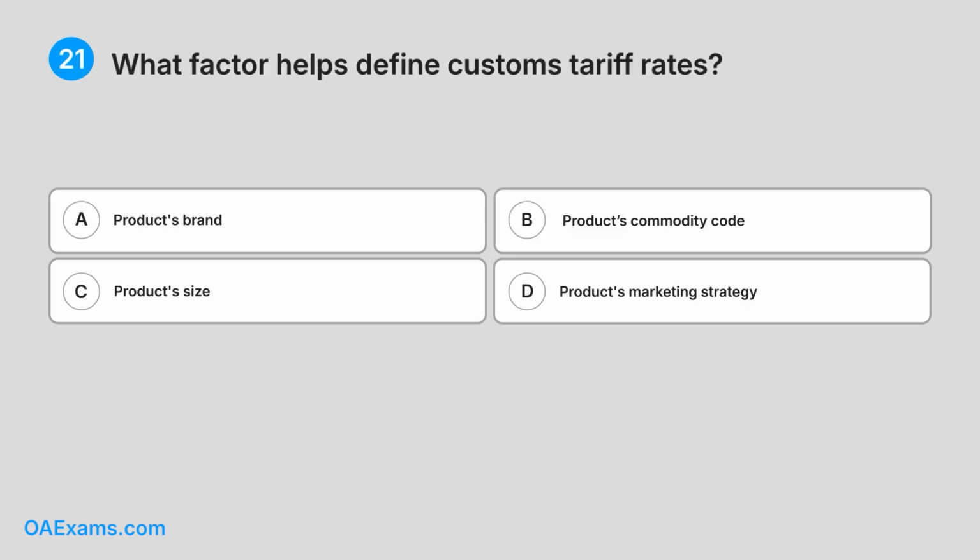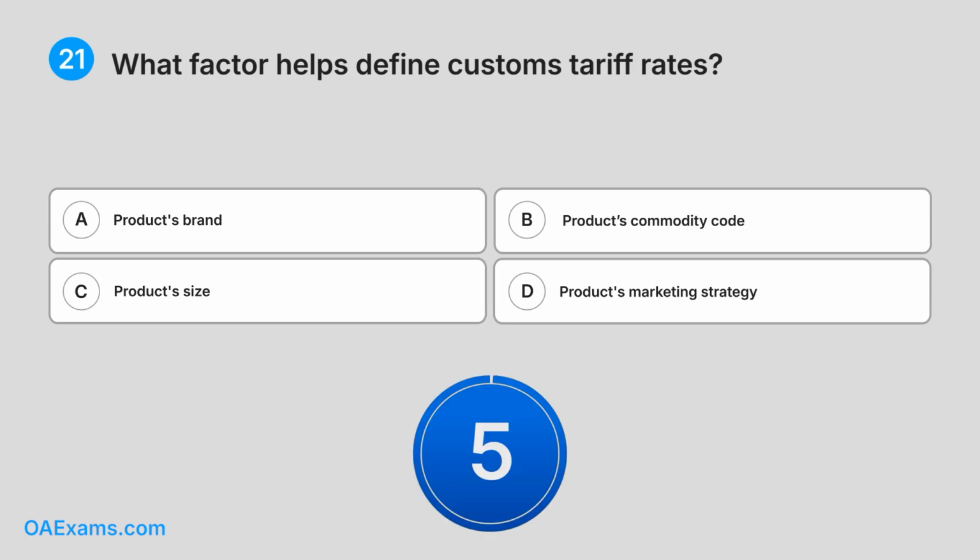21. What factor helps define customs tariff rates? A. Product's brand. B. Product's commodity code. C. Product's size. D. Product's marketing strategy. Do you know the answer?